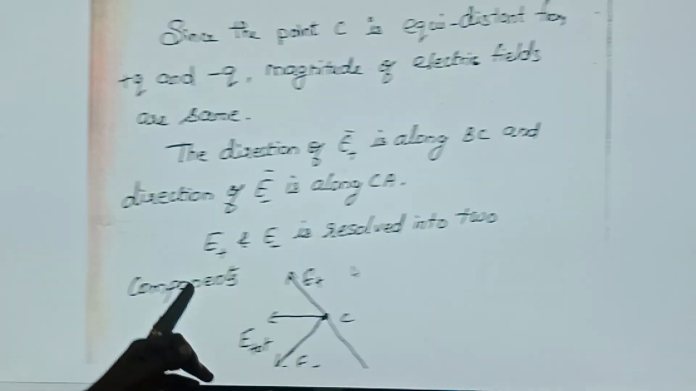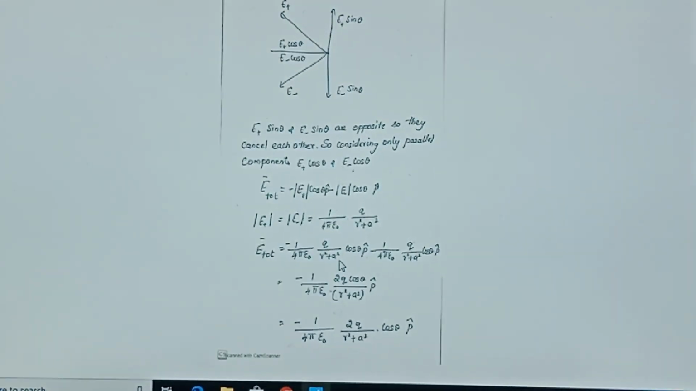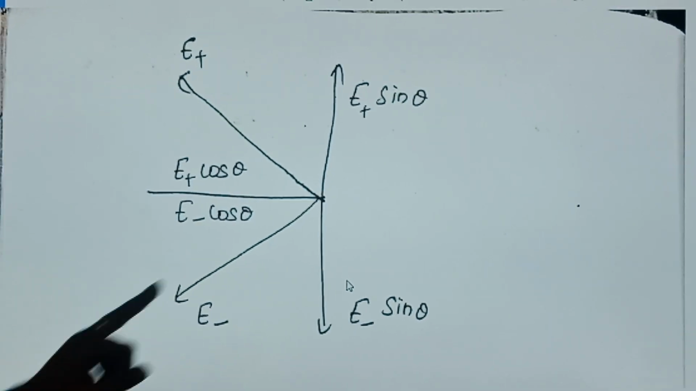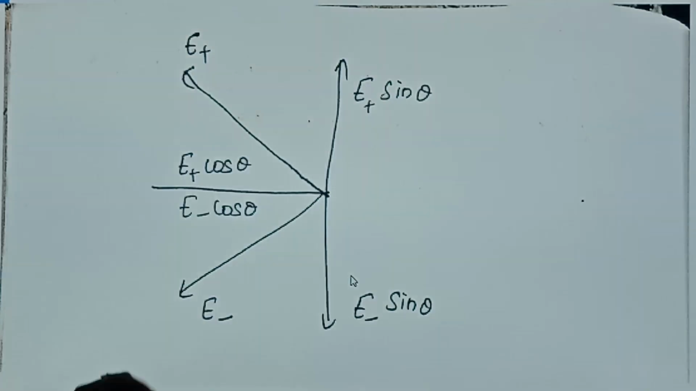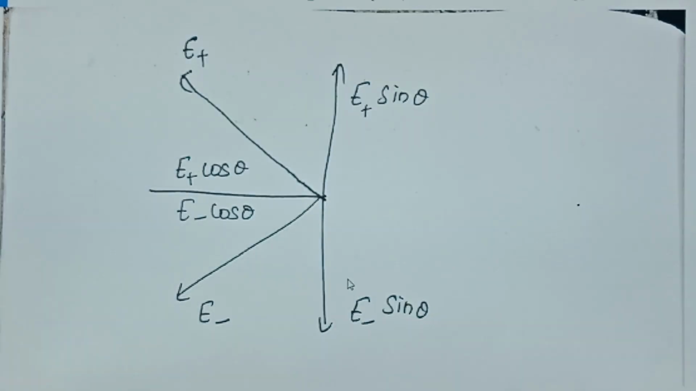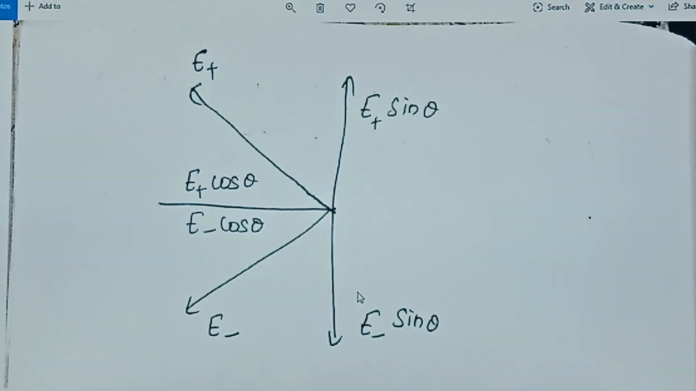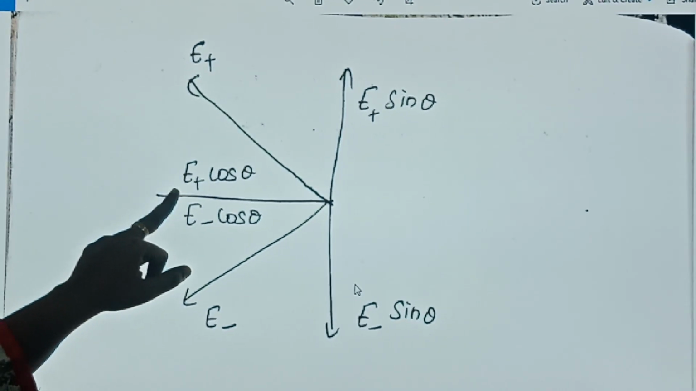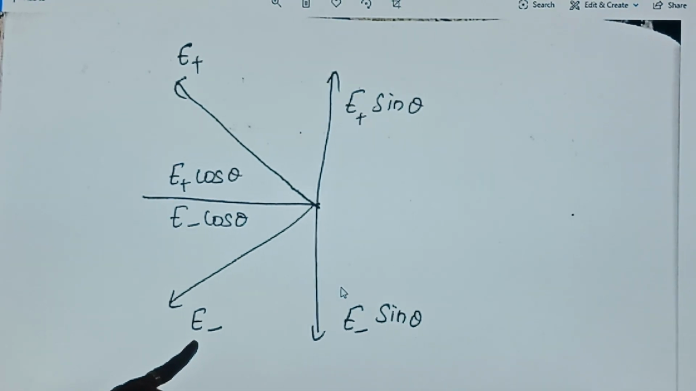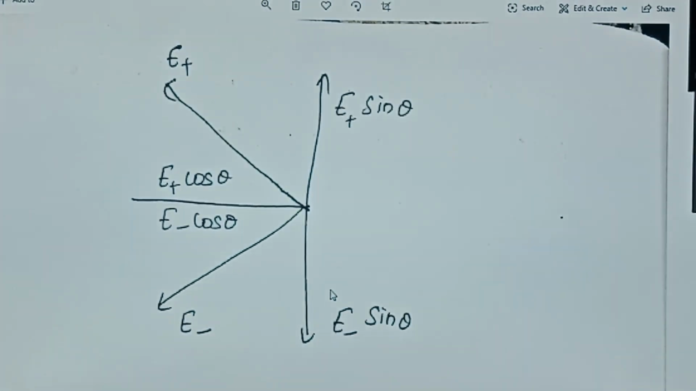And so we are going to resolve this E plus and E minus into two components. One is the parallel component and the other one is the perpendicular component. So parallel we are considering as cos theta and perpendicular we are going to write as sin theta. So E plus is split into E plus cos theta and E plus sin theta, and in the same way E minus is split into E minus cos theta and E minus sin theta.